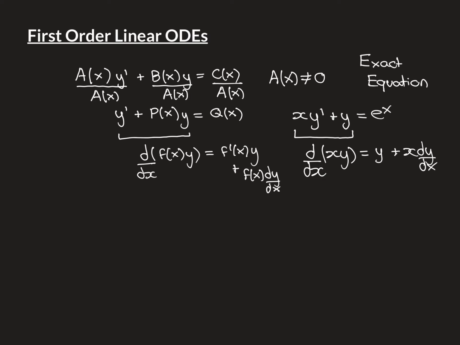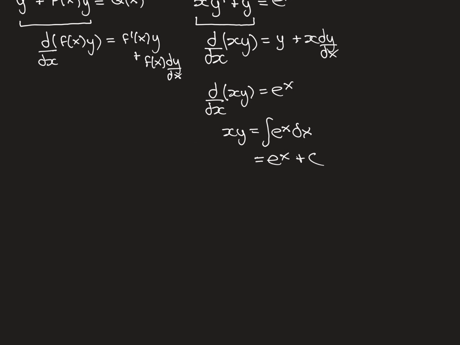So what we can now do is rewrite this differential equation as d by dx of x times y is equal to e to the x. And now that's in directly integratable form. So we can conclude from this that xy is just equal to the integral of e^x dx, which is then just equal to e^x plus c. So there then is the general solution to our original differential equation. So xy is equal to e to the x plus c.